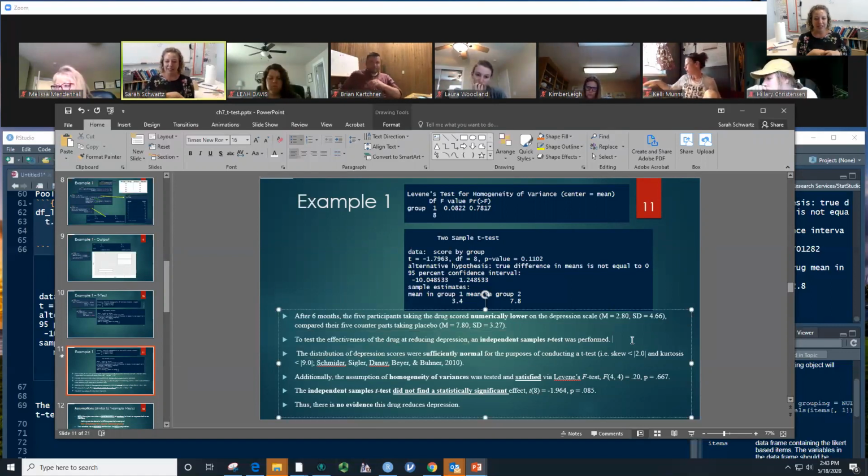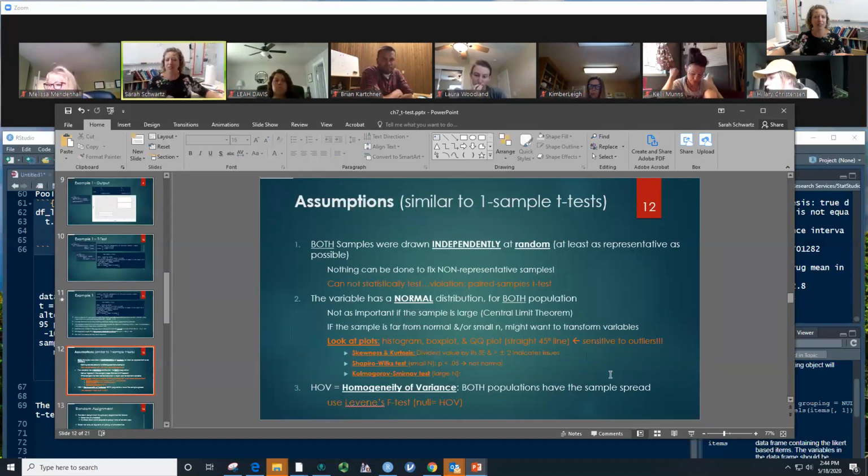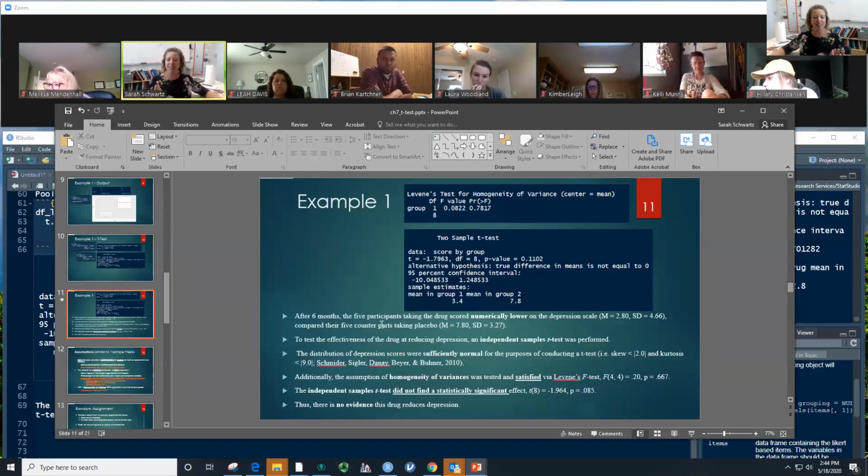Now, this next sentence I would not worry so much about. This one says the distribution of depression scores was sufficiently normal for the purposes of conducting a t-test, and it gives skewness and kurtosis and a citation for that. I have never seen that in a real manuscript, mostly because it's something that ends up on the editing floor when you're cutting words to get under the word limit. But for your dissertation, you might be asked, well, did you meet the assumptions of your t-test? Which brings up the next slide, which is going to be the assumptions. But yes, one of the assumptions is normality.